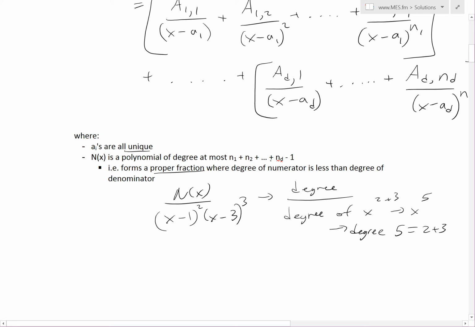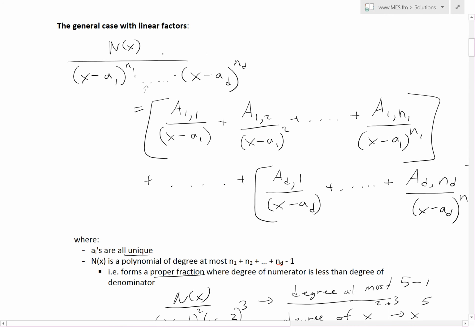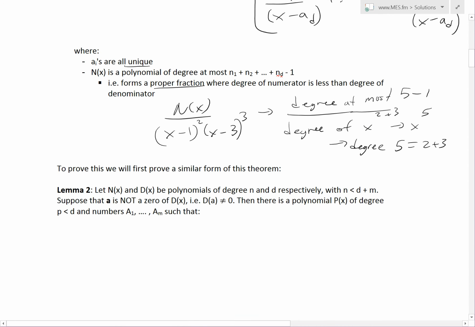So exactly what we're doing here. And then this one, degree at most, is going to be 5 minus 1, or all of these added up, minus 1, so that it's a proper fraction. Now that I've written down this general case with linear factors, I've written down this theorem, and now we have to prove it.